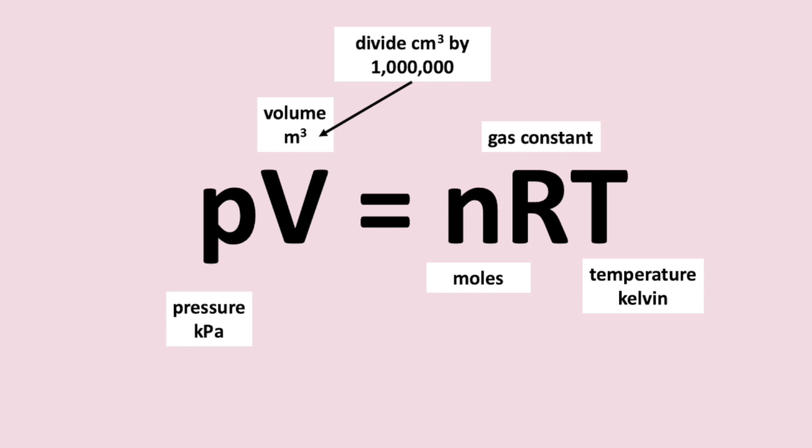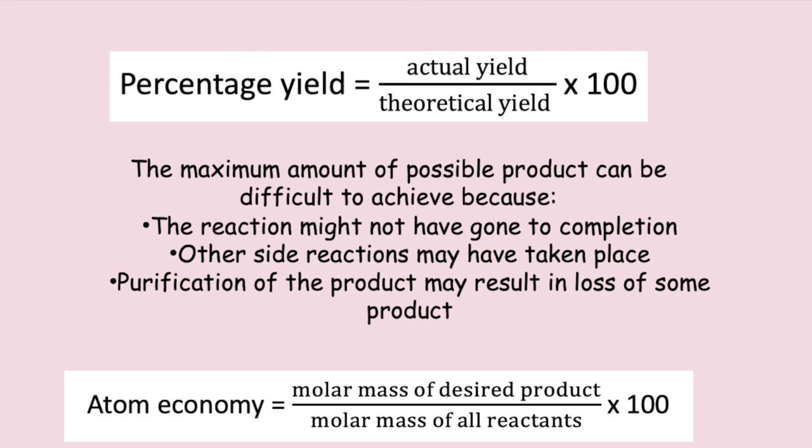The ratio of moles in an equation is called stoichiometry. When we conduct an experiment, we may not make the maximum amount of product, the theoretical yield. This is because the reaction may not have gone to completion, other side reactions may have taken place, or purification of the product may have resulted in some product being lost. We can express the conversion of starting materials into the product by using the formula percentage yield equals actual yield divided by theoretical yield times 100. We can use the yield in moles or in grams.